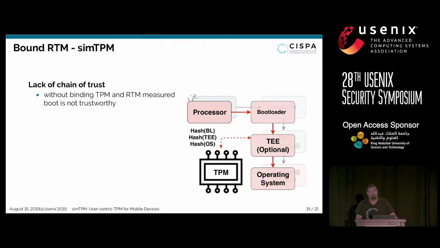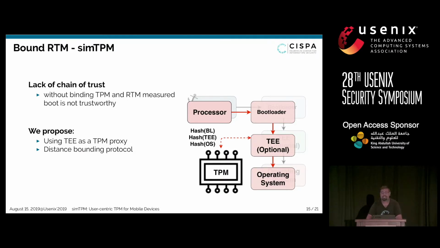At this point, we again stumble on the same problem: how are we binding our simTPM with the RTM? Because our simTPM has a user-centric nature, and due to that fact, the simTPM is movable. So to overcome this problem, we propose two solutions. One is using the trusted execution environment, or TEE, as a TPM proxy, and the other one is using a kind of distance bounding protocol.